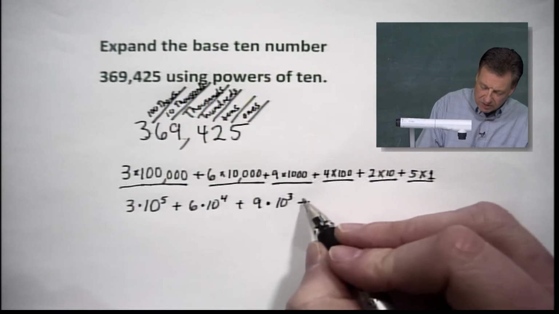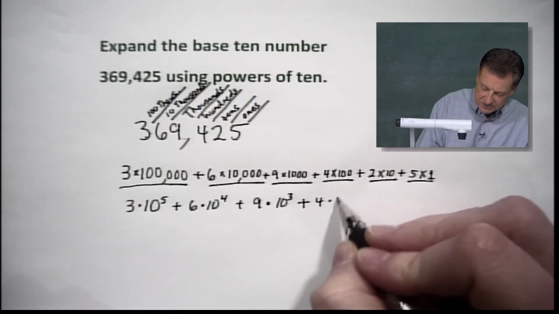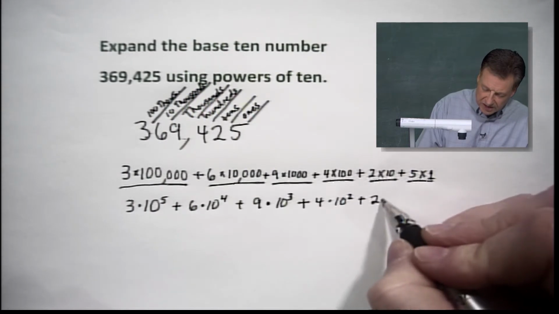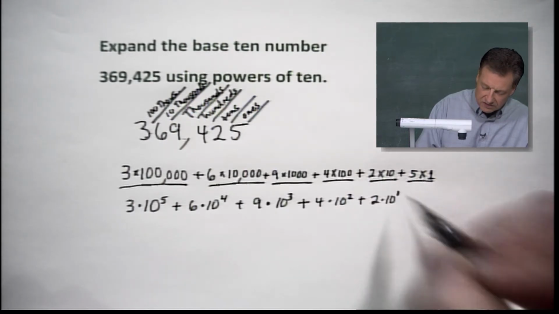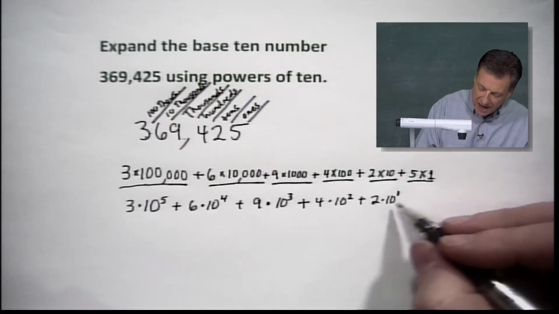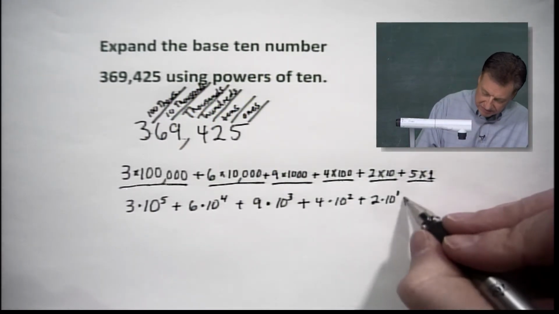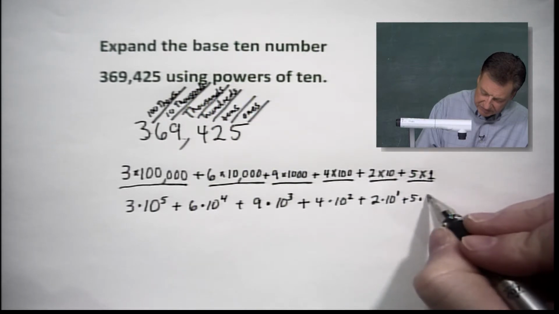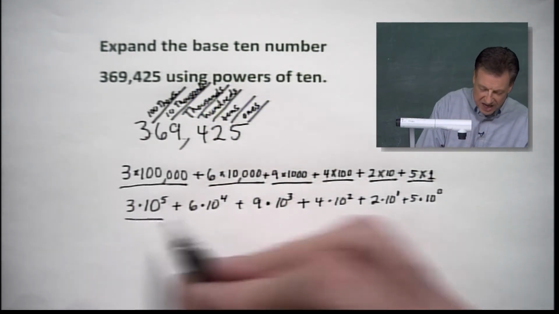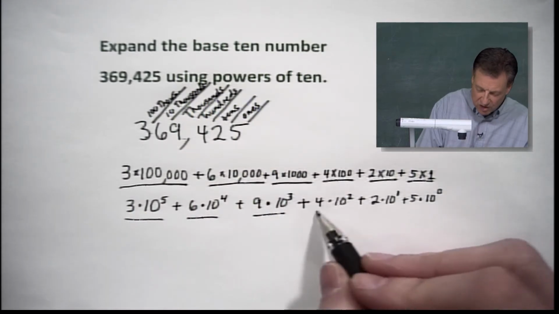Keep going. Plus 4 times 10 to the 2nd. Plus 2 times 10 to the 1st power. We would just write 10. We could write 10 to the 1st power. But how do we get a power of 10 for 1? Plus 5 times 10 to the 0. All right. So there would be your scientific notation for each of those parts.